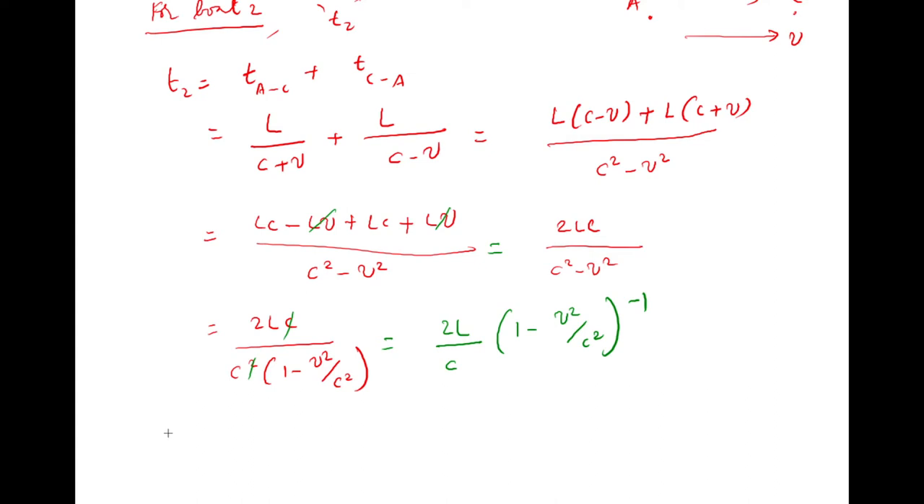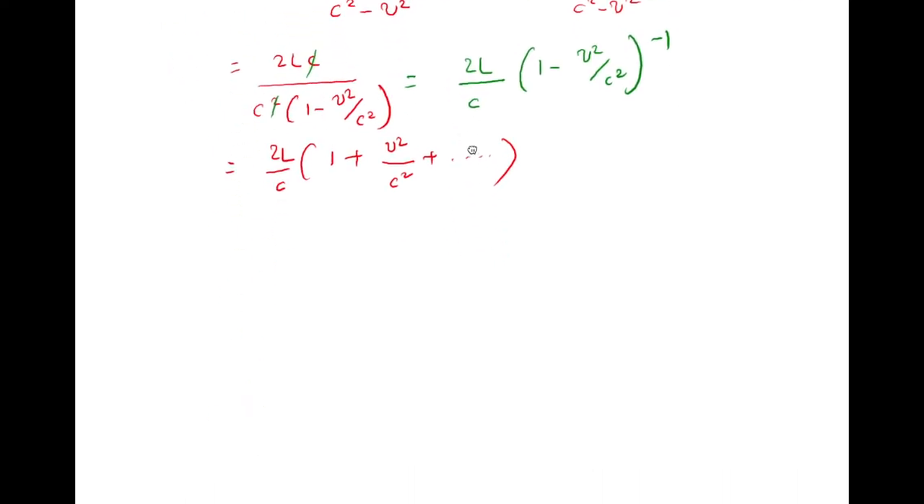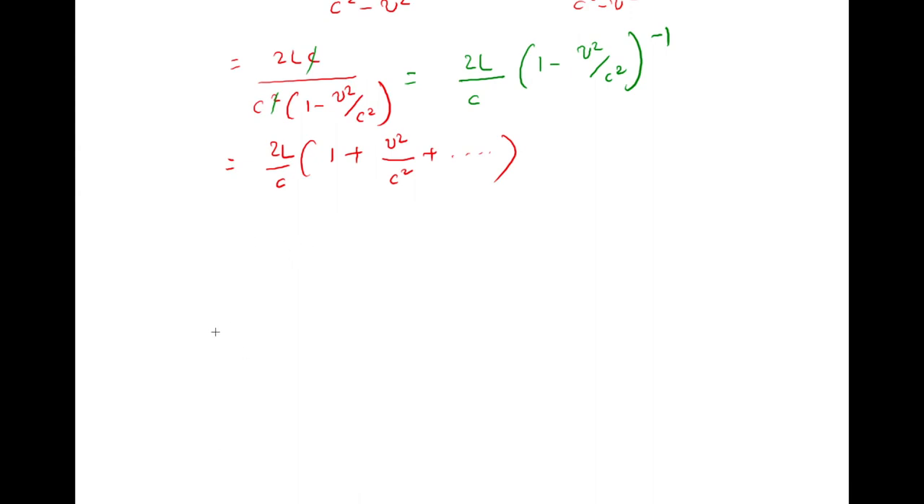So again, if I try to expand it binomially, I get 2L over C, 1 plus V squared over C squared, plus there are additional terms which are not very significant in this particular case. So we leave it out. If I expand this further, I'm again going to get two terms: 2L over C plus 2L V squared over C cubed. And of course, there are additional terms which we ignore here. So this is T2 for you.